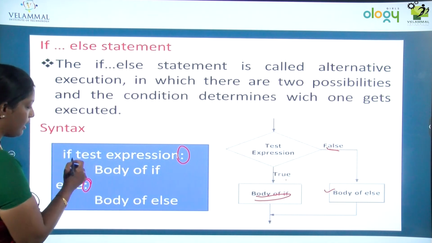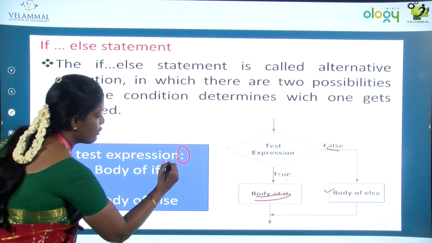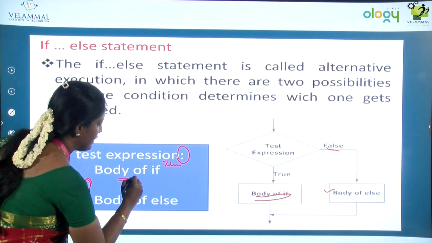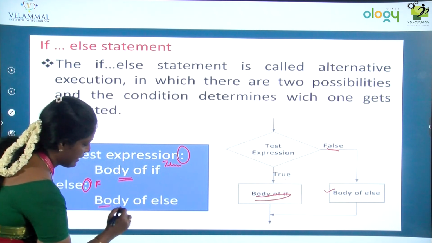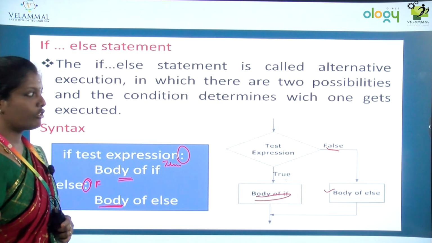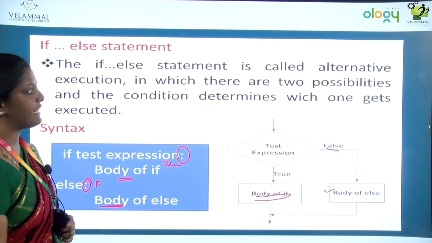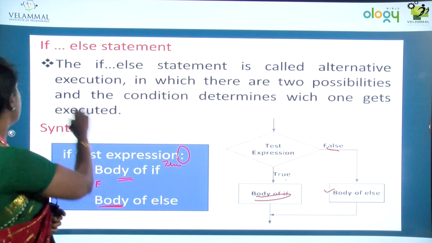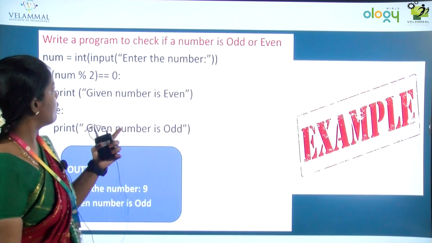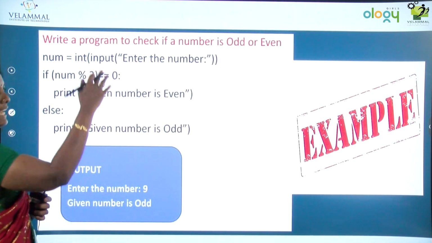So after this, when it's true, these statements will be executed. When it's false, these statements are going to be executed. Let's see an example so that you understand even better, right? Yes. So let's start with the example.